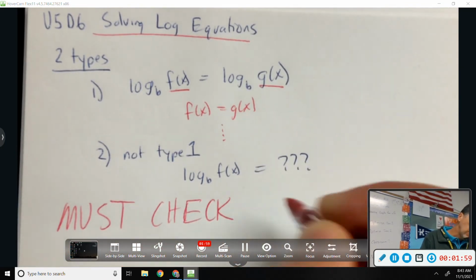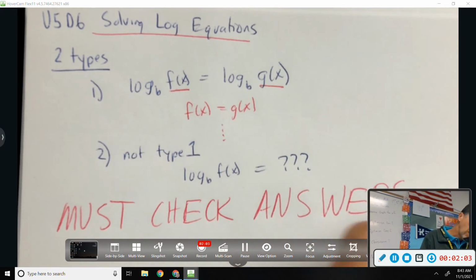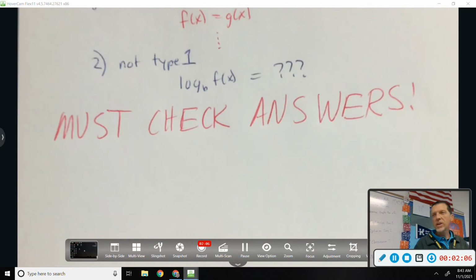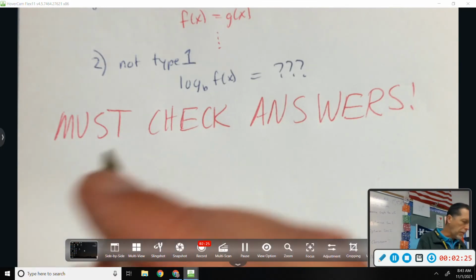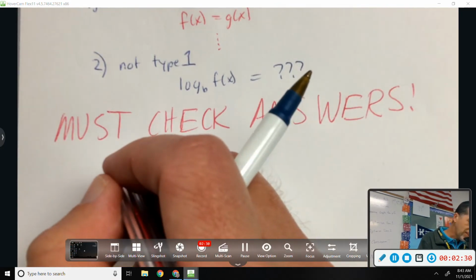For all log equations, you must check your answers. Not because it's good practice, although it is, not because you want to make 100 on your test, you do, but because you can do all the math right and end up with an answer that doesn't really work. You've had this before in other situations. They're called extraneous solutions, is the fancy math word for it.